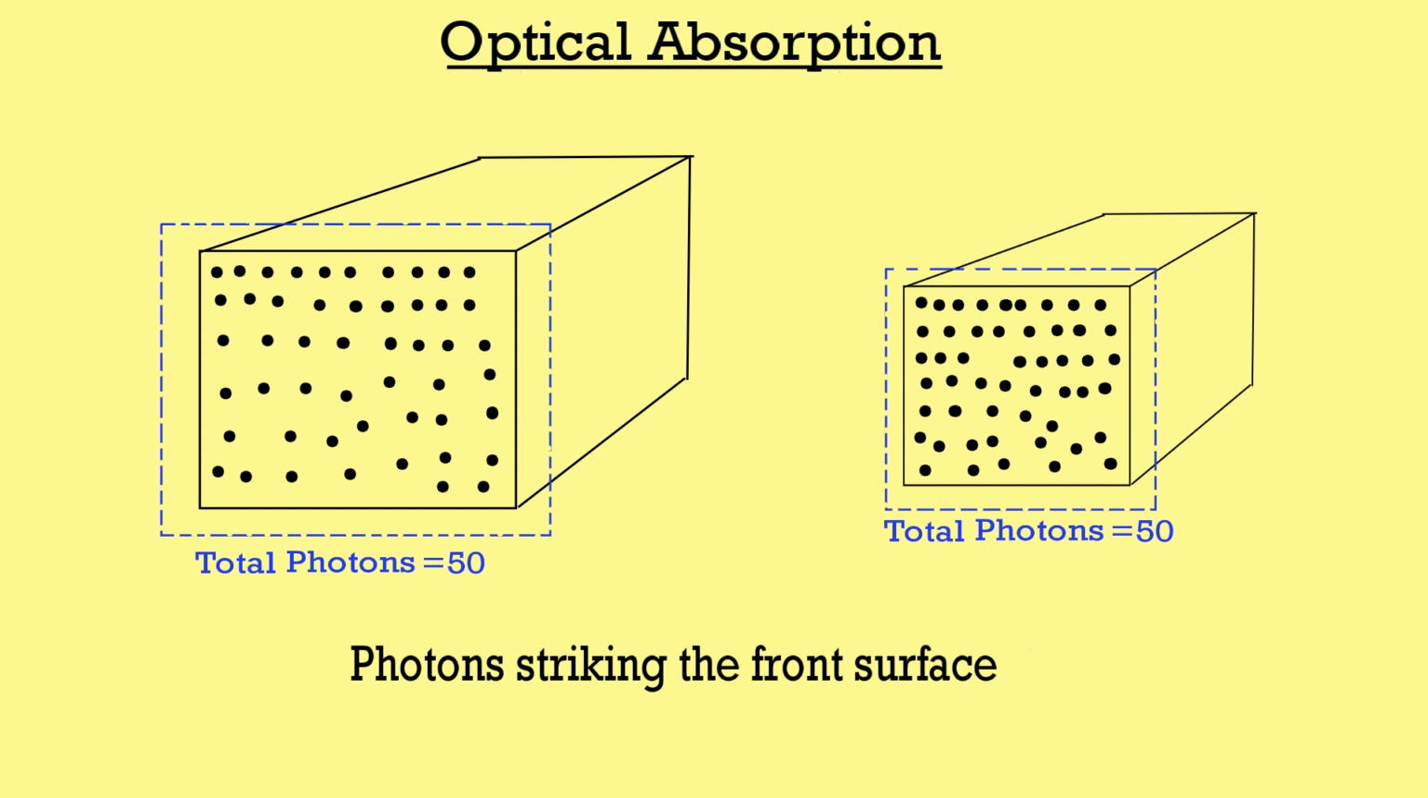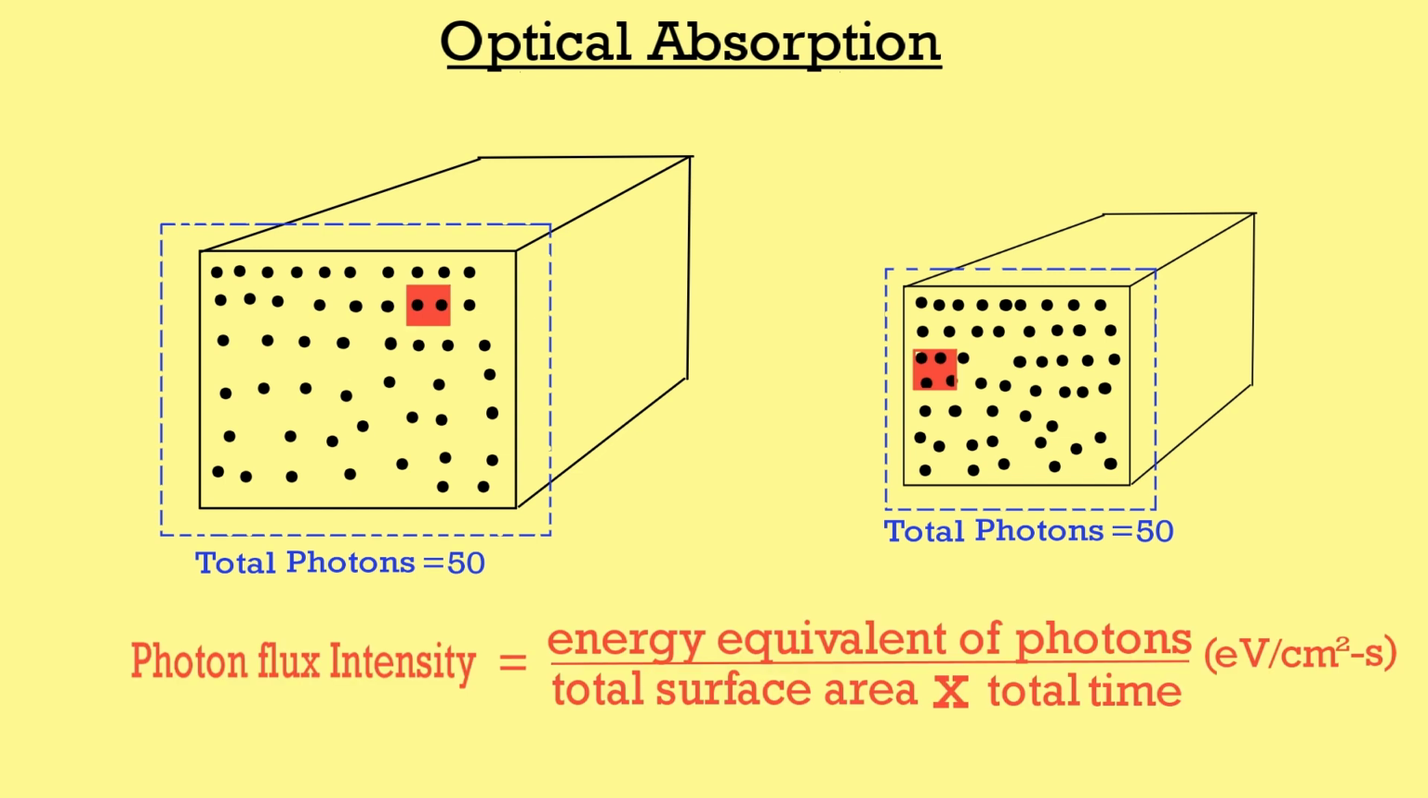So another term which will be used commonly is photon flux intensity, which is expressed in terms of energy per centimeter square per second. As the name suggests, photon flux intensity specifies the intensity with which photons are incident on the surface, and intensity of photons is calculated as energy of photons striking per unit surface area per second.